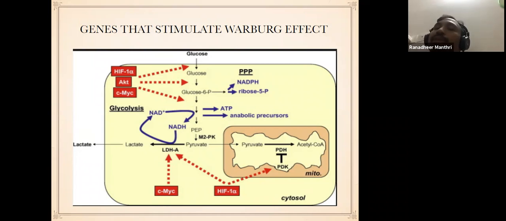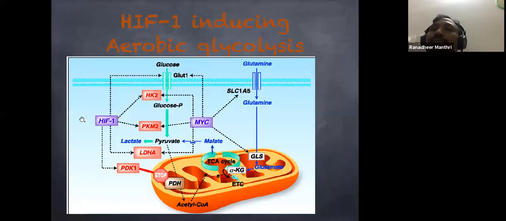How is it prevented? By inactivating the enzyme pyruvate dehydrogenase. How is PDH inactivated? By pyruvate dehydrogenase kinase. What stimulates pyruvate dehydrogenase kinase? That is HIF1 alpha, hypoxia inducible factor 1 alpha. Next slide, please. So this HIF1 alpha induces aerobic glycolysis, because of the stimulation of pyruvate dehydrogenase kinase, hexokinase 2, and all these things. Next slide, please.